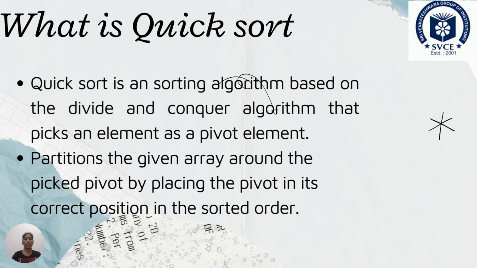What is quicksort? Quicksort is a sorting algorithm based on the divide and conquer approach. It picks an element as the pivot element and partitions the given array around the picked pivot by placing the pivot in its correct position in the sorted order.